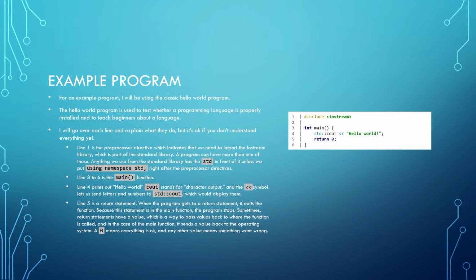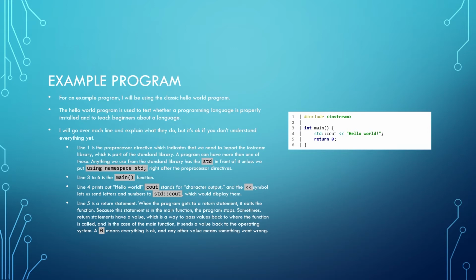Then lines 3 to 6 are our main function, and in there line 4 is the print statement where it prints out Hello World. cout stands for character output, and the << sign is the insertion operator, which lets us send letters and numbers into std::cout, which will display them. And then line 5 is our return statement.